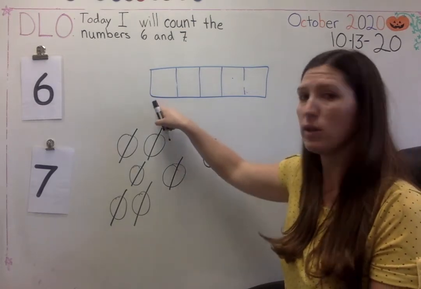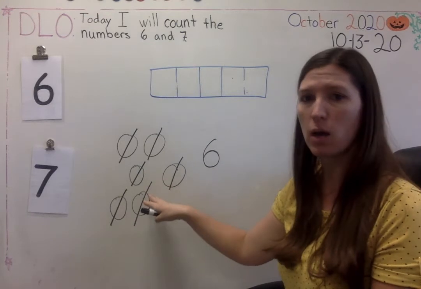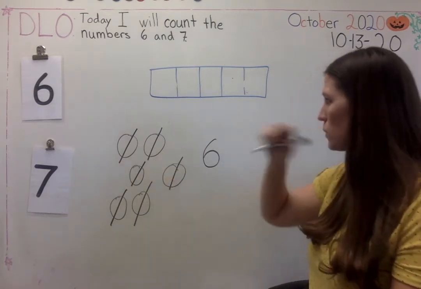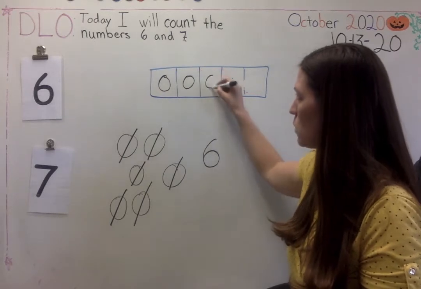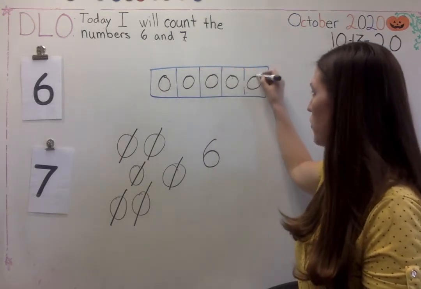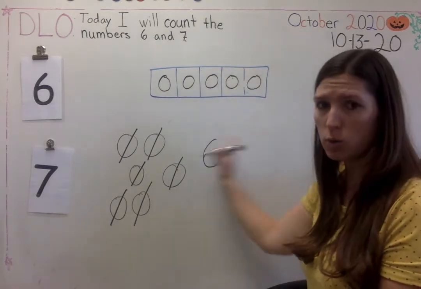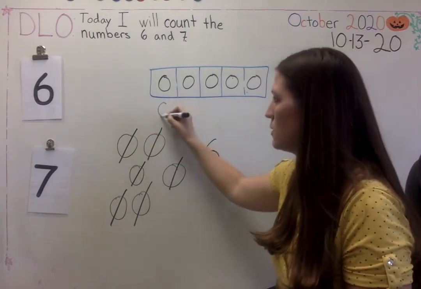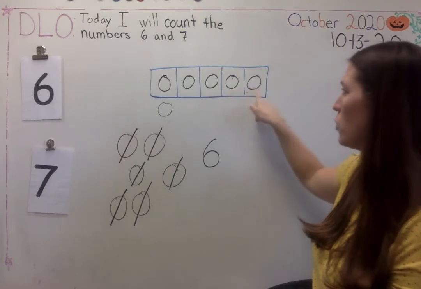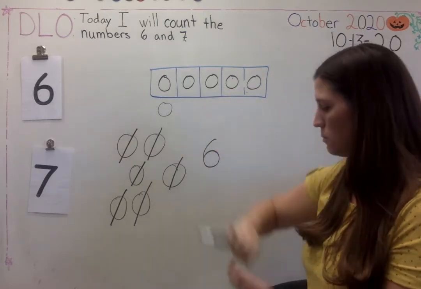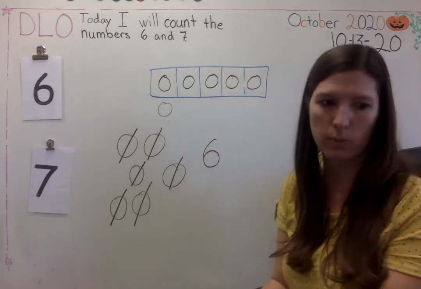Now I need to fill in my 5 frame of the same amount down here. 6. Count with me. 1, 2, 3, 4, 5. I ran out of room. Go to the next line. 6. 1, 2, 3, 4, 5, 6. Excuse me. Let's do another one.